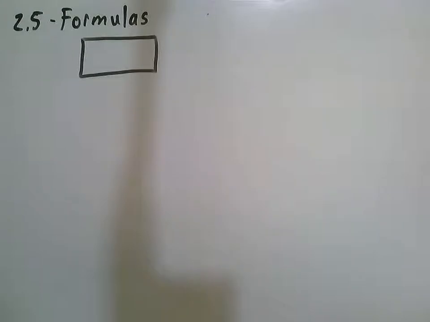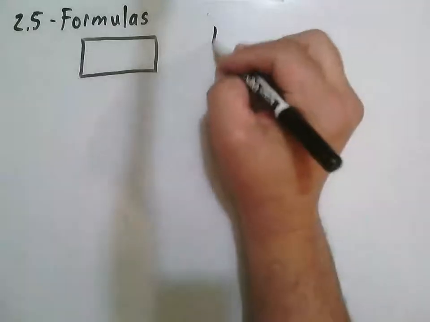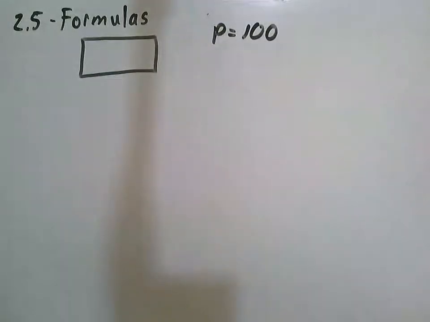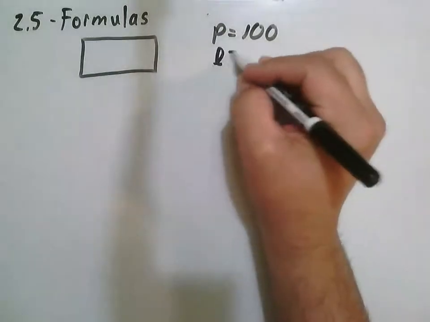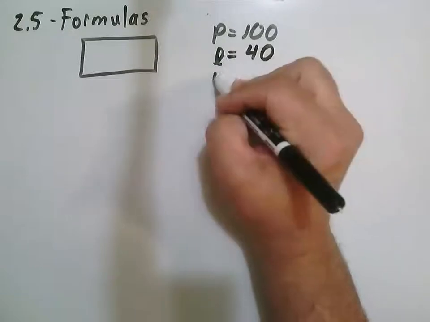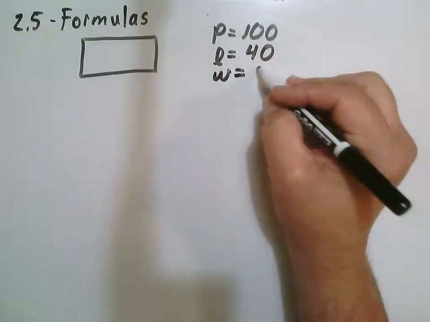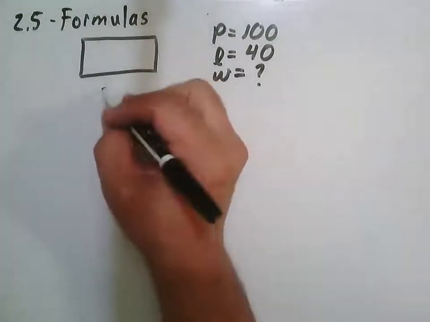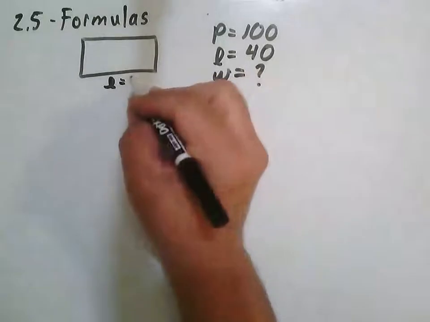So we know that the perimeter is 100, and we also know that the length is 40, but we don't know what the width is. So the width is a mystery. So we're going to just write this out. I can pick either side. I'm just going to go here and say the length is equal to 40.